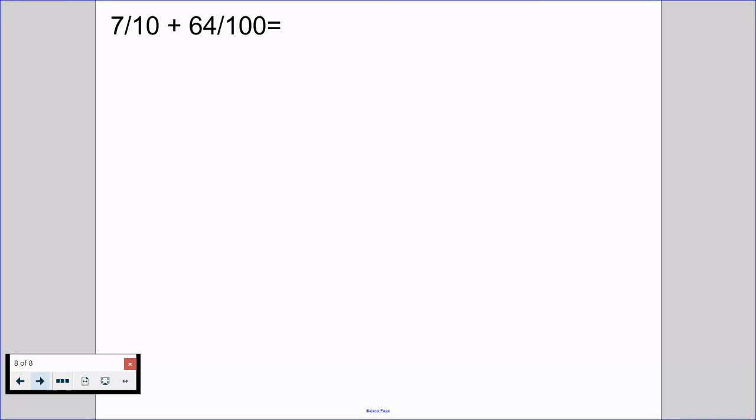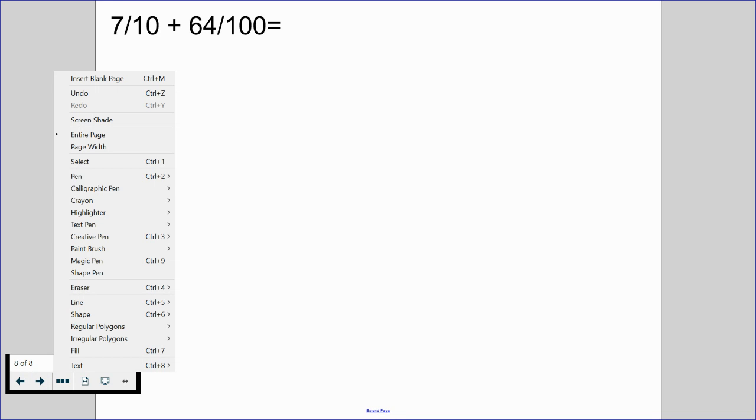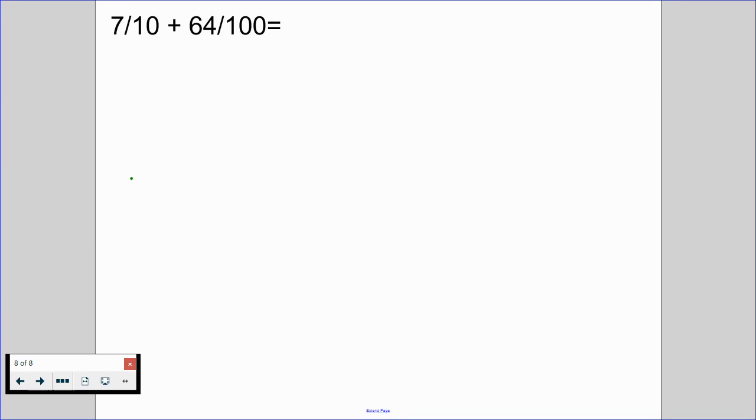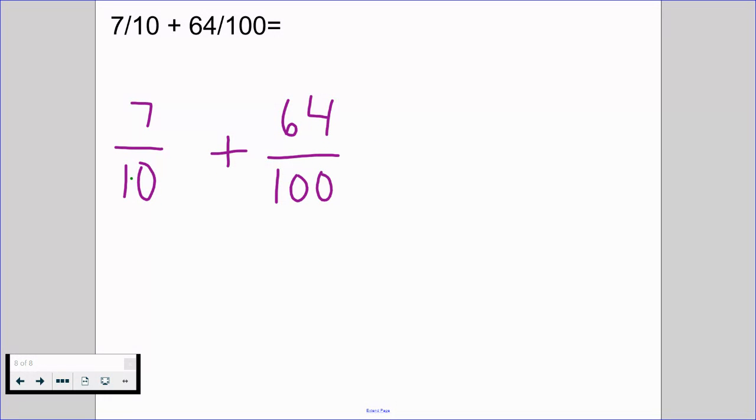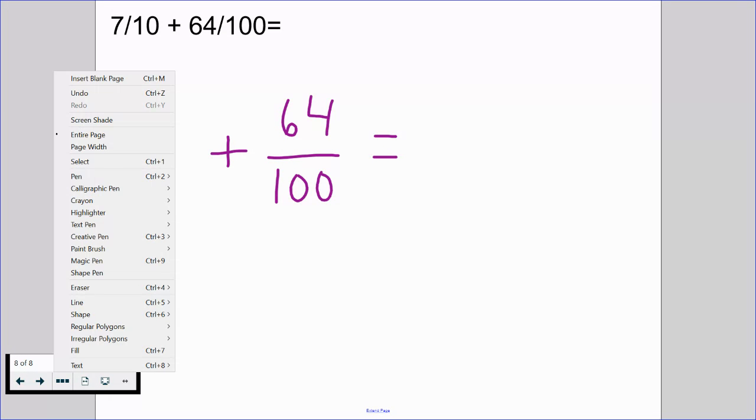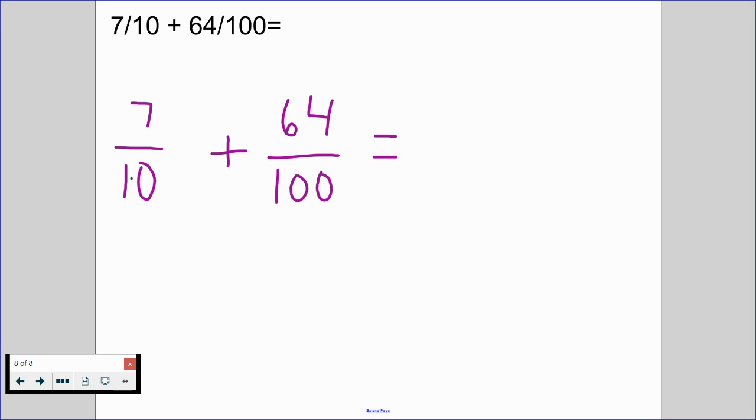So here's another equation. You can see again, it is written horizontally. So you're going to want to rewrite it vertically. So we have 7/10 plus 64/100. Hopefully your brain is already looking at these amounts, seeing that they are larger, which means we could have to decompose. So let's begin our addition. We know 7/10 is the same thing as 70/100.